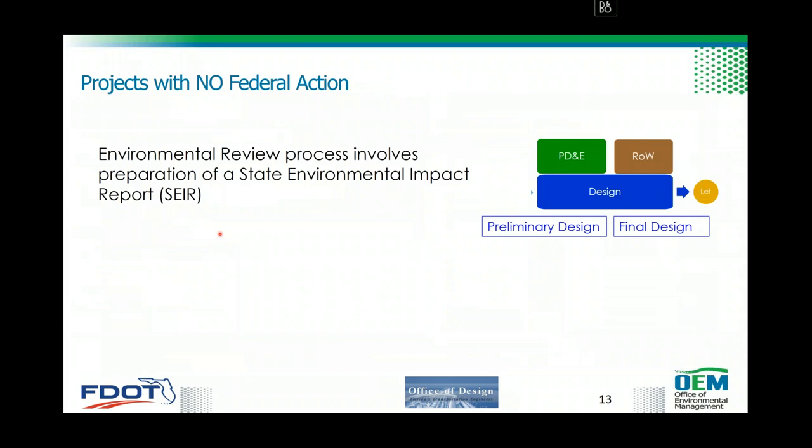So we talk about FHWA, which means that there are federal actions. What if we don't have federal action? If we don't have federal action, we prepare an environmental document called State Environmental Impact Report, or SEIR.